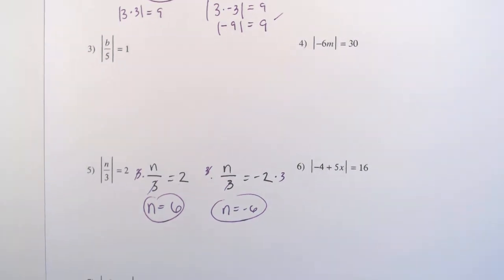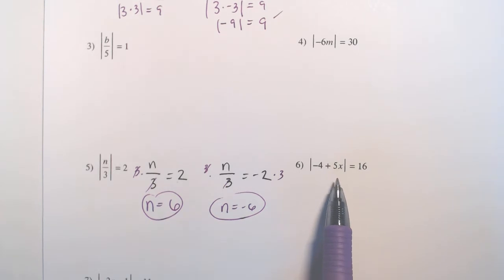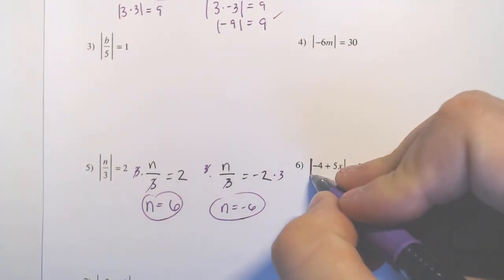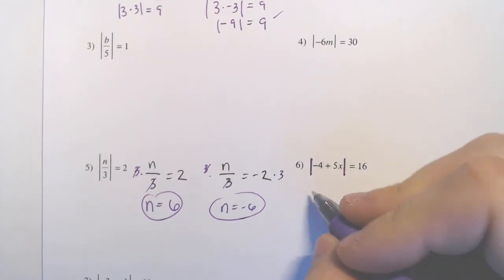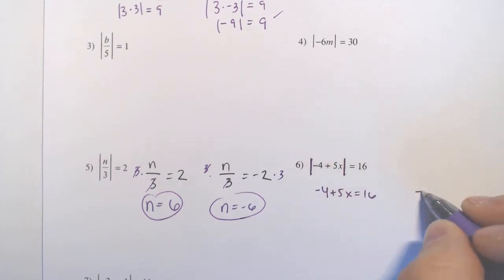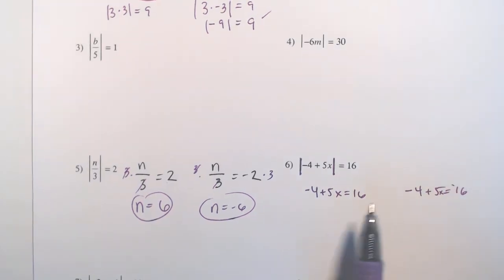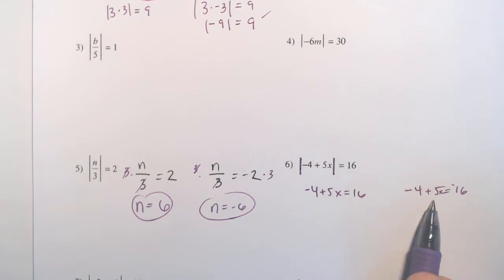Okay, so that one wasn't that complicated either, believe it or not. But once you get to problems like number 6, you might start to think that's different. And again, as long as these bars are by themselves, you can set them both equal to x, a positive and a negative version. So I had negative 4 plus 5x equals 16. And negative 4 plus 5x equals negative 16. I struggled on that one. Oh, that was sloppy. Sorry.